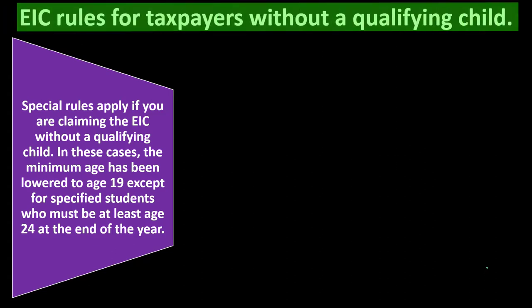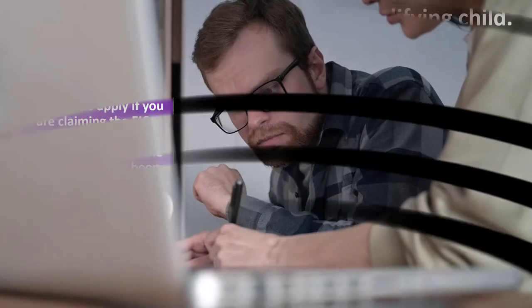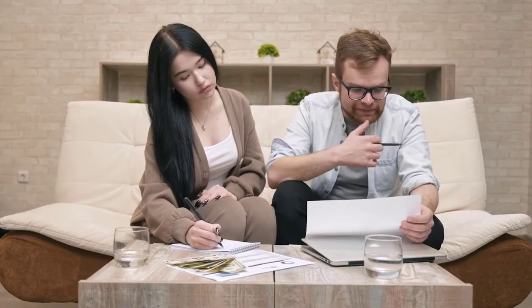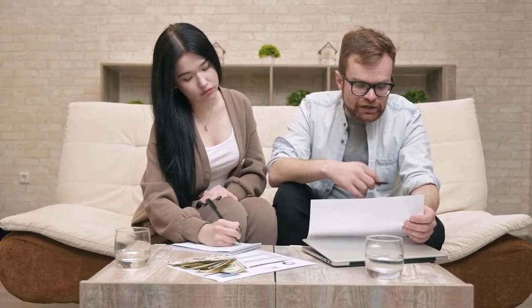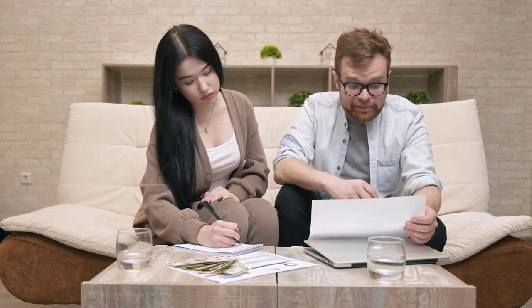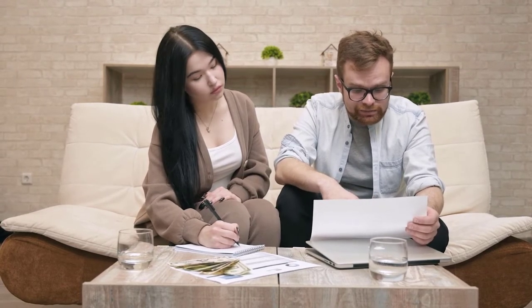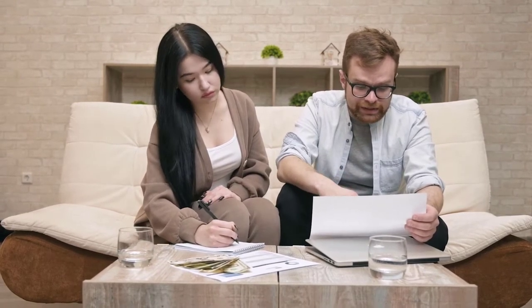So this is the EIC rules for taxpayers without a qualifying child. So note that this tax credit has a couple conditions that make it quite complex. So we'll talk about it in detail in future presentations. But the general idea is that it's trying to give benefit to people that have lower income to help them out. But it's trying not to do what most credits do in that instance, which is to disincentivize work, because if you work, then you lose the credit.